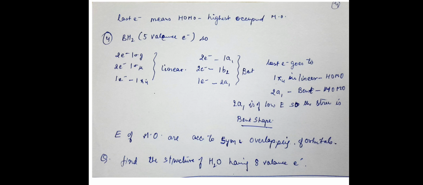Energy of molecular orbitals is according to the symmetry and overlapping of orbitals, both of them are according to the symmetry. Okay, now last I will give you a question. Find the structure of water having 8 valence electrons. See the character table.